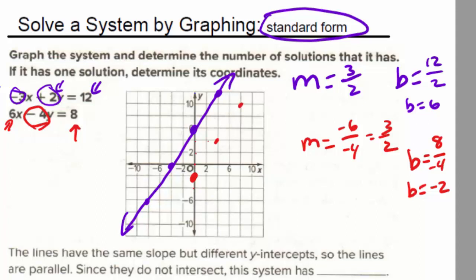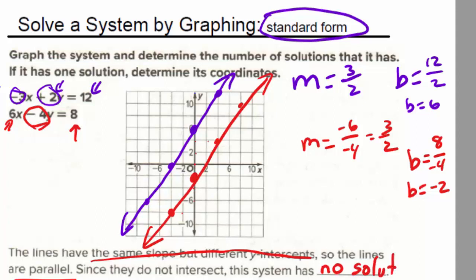And if I go down 1, 2, 3 over 2, you can see there that those lines are not going to cross. The lines have the same slope but different y-intercepts, so the lines are parallel. Since they do not intersect, the system has no solution. This is an inconsistent system.